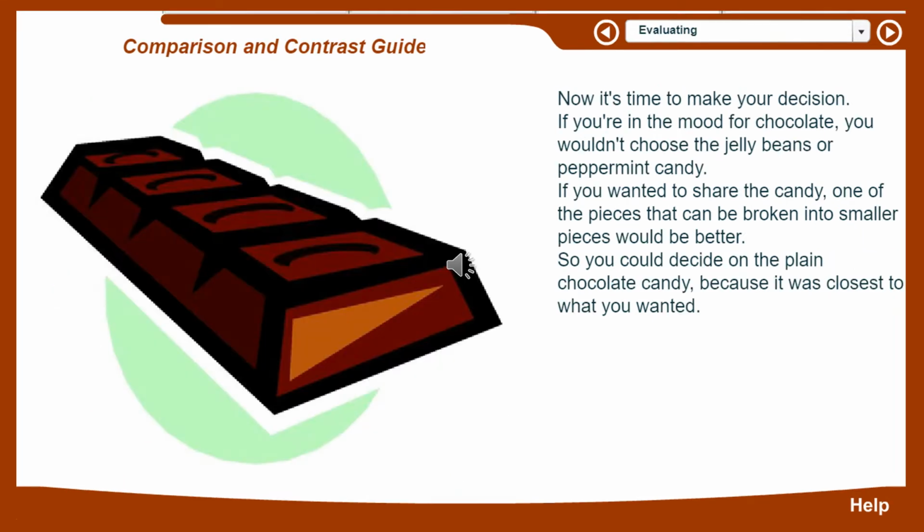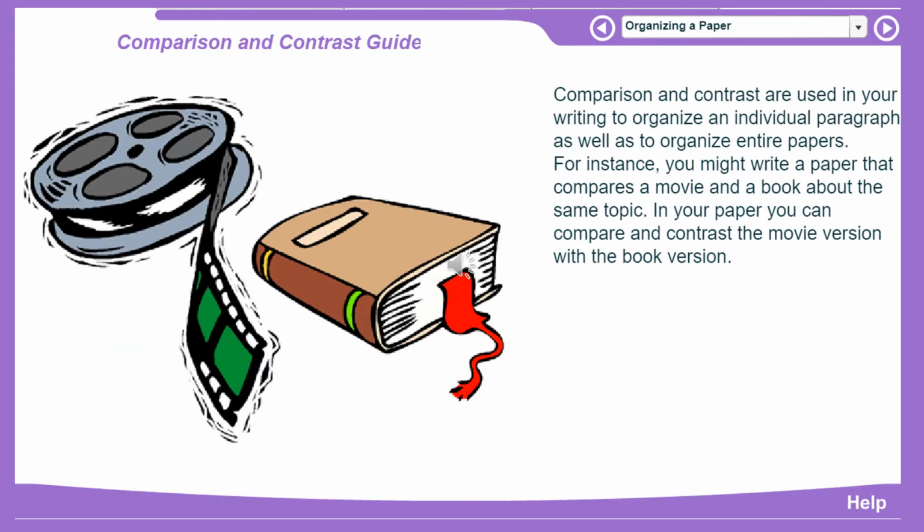In that real-life scenario, you'd have to make a decision once you've made your comparison. If you're in the mood for chocolate, you wouldn't choose jelly beans or peppermint candy. And if you want to share, you probably wouldn't pick candy that can't be broken into smaller pieces. So you'd decide on the plain chocolate candy because it was the closest thing that matched all the things you wanted. The same can be said for when we compare and contrast in our writing.